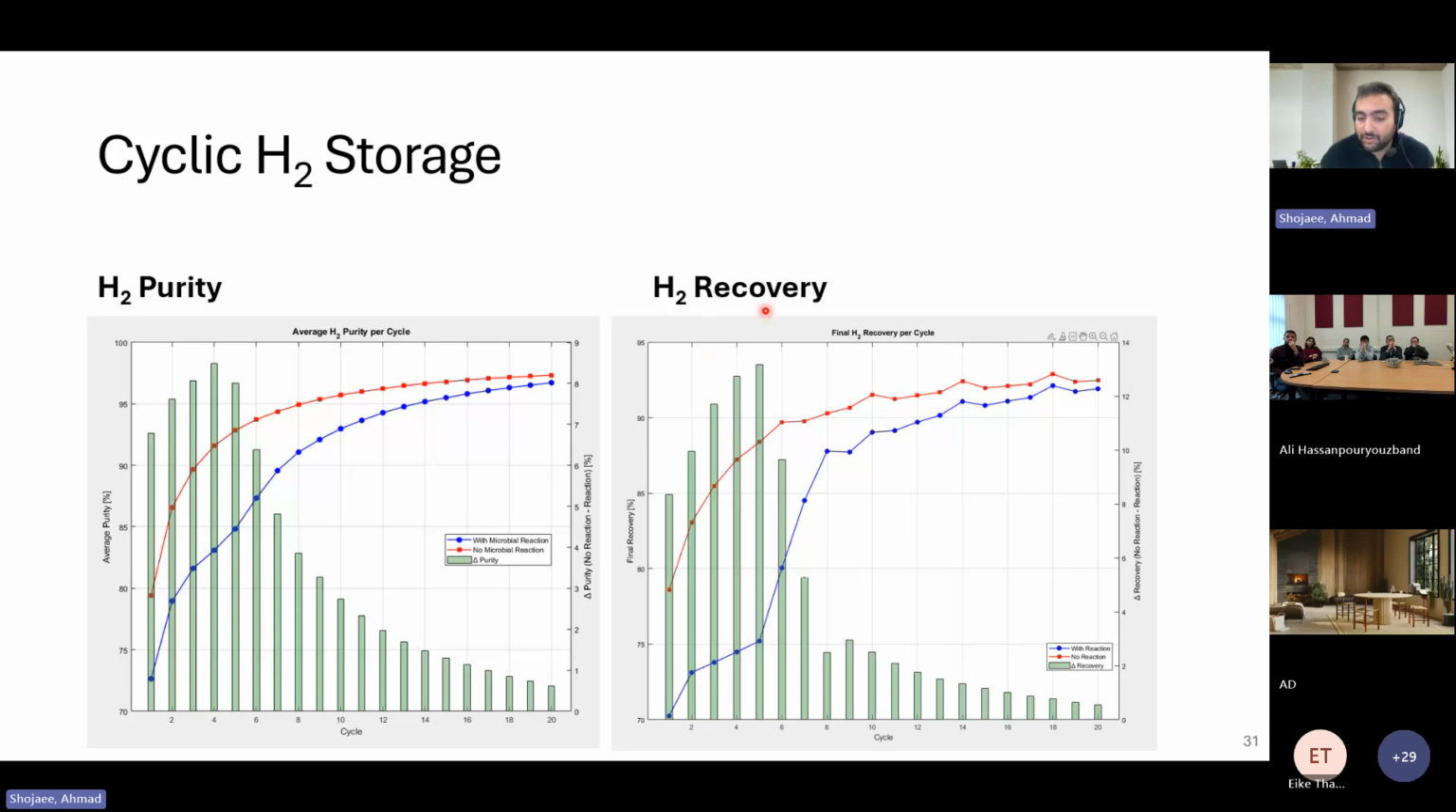The same thing for hydrogen recovery. We can see that the difference between the case with reaction and no reaction is converging in the late cycles. Again, the bar chart shows the difference. Initially, it is increasing, and then the difference starts to decrease.